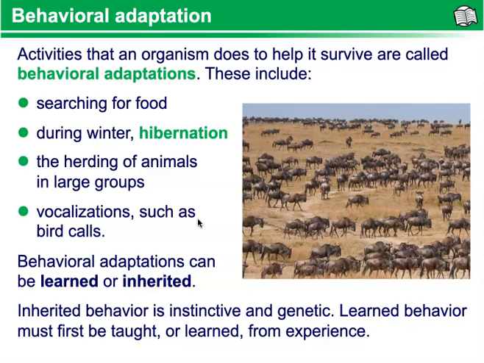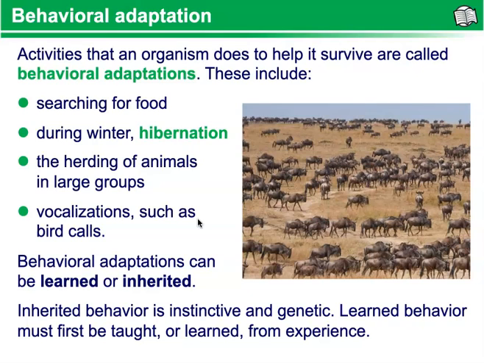Organisms also exhibit behavioral adaptations. These are activities that an organism does to help survive. They might include searching for food, hibernation during the winter, interacting as a herd of animals instead of just a single organism, or vocalizations in order to communicate with others of the same species.